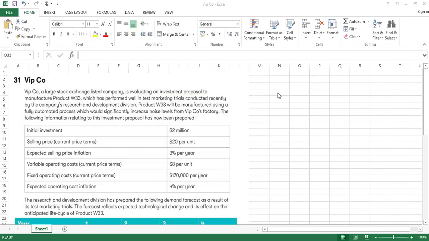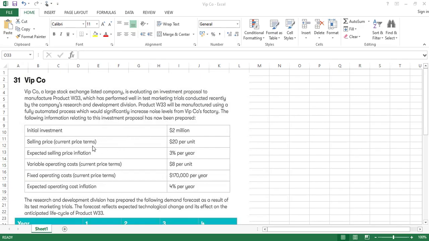VIP company, a large stock exchange listed company, is evaluating an investment proposal to manufacture product W33, which has performed well in test marketing trials conducted recently by the company's research and development division. Product W33 will be manufactured using a fully automated process which would significantly increase noise level from VIP company's factory. The following information relating to the investment proposal has been prepared.